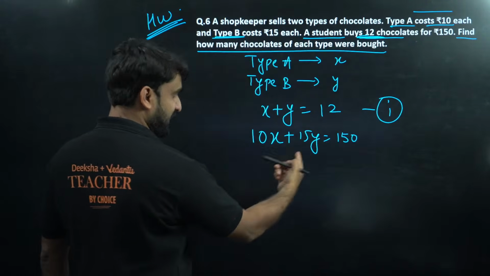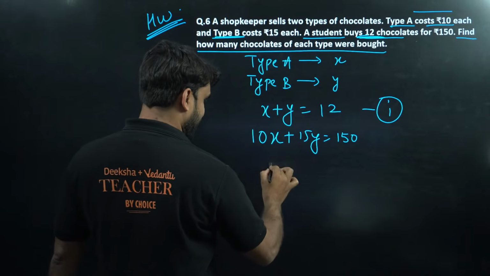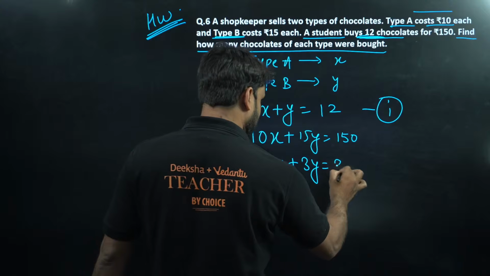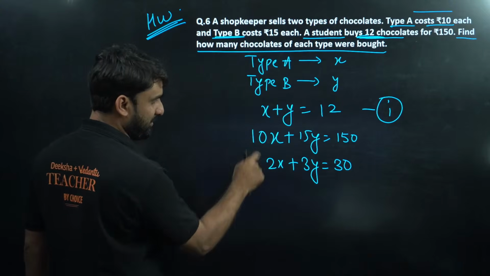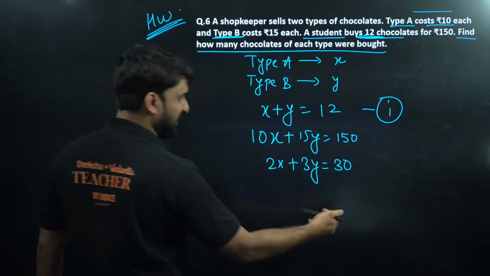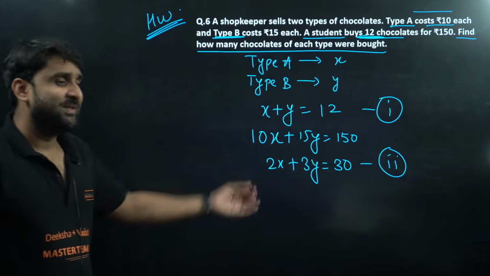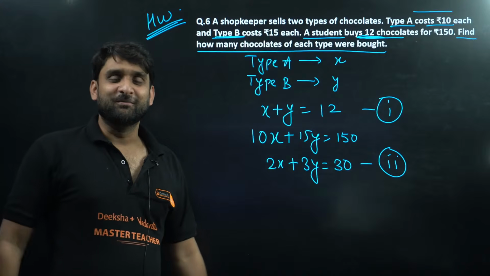In the second equation, we can take 5 common. After taking 5 common, this will be 2x plus 3y equals 30. I have taken 5 as common: 5 times 2 is 10, 5 times 3 is 15, 5 times 30 is 150. Wow, we have the second equation. Look, I have given you both equations.